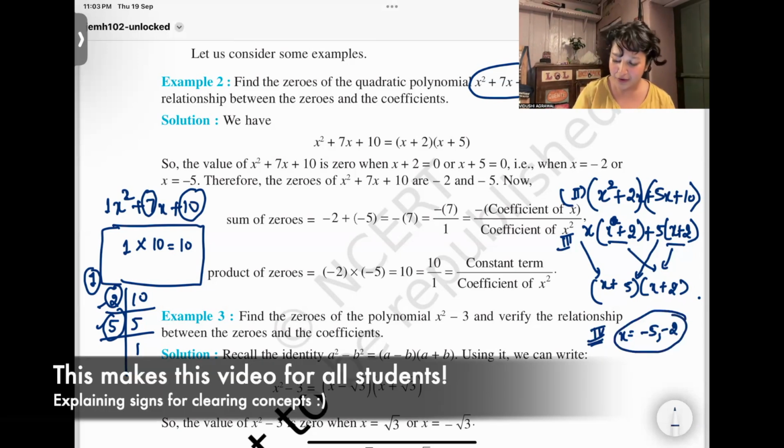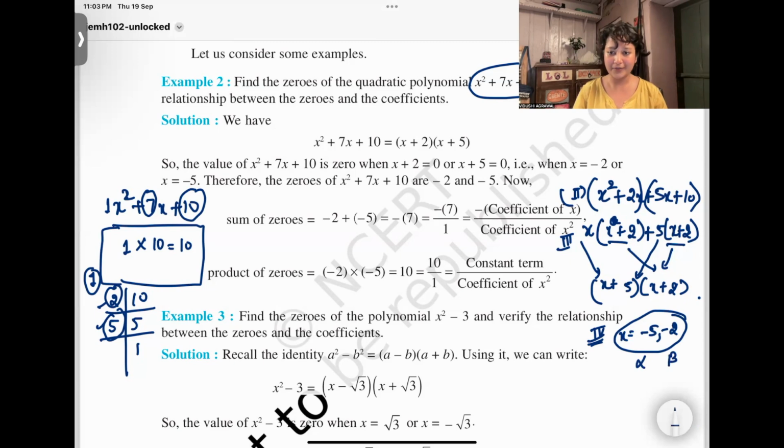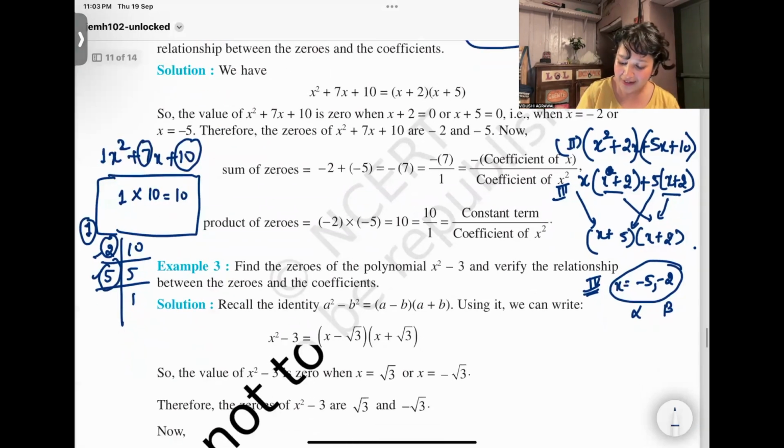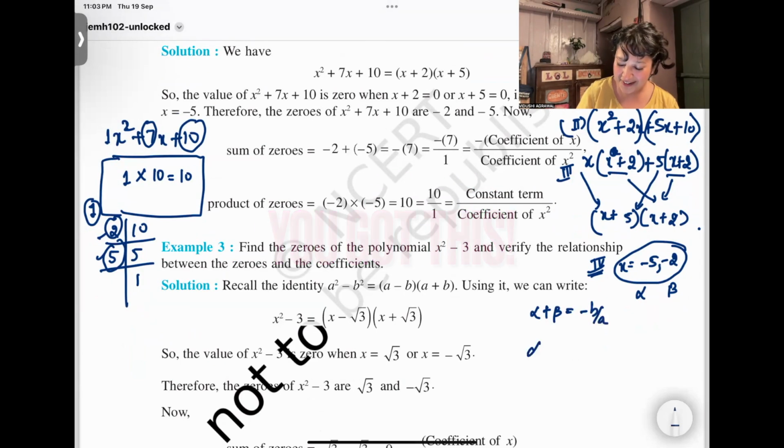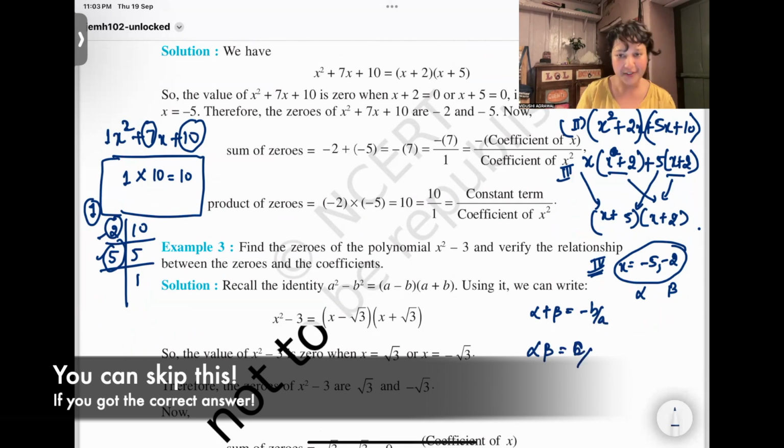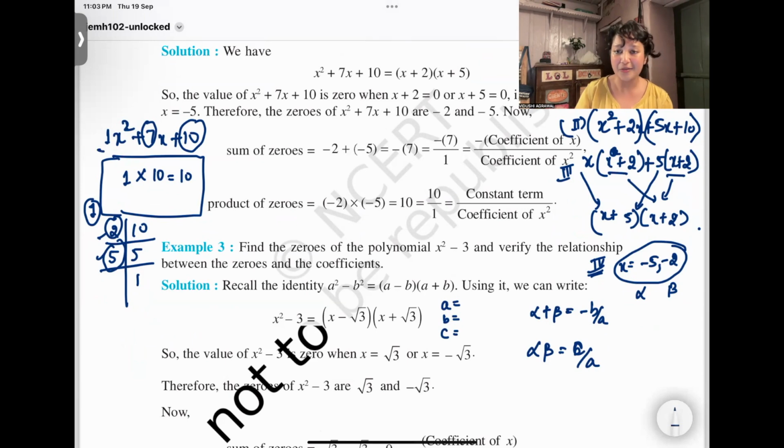Just randomly take the first as alpha and the second as beta. Now what you got to do, what is alpha plus beta as per our formula? Yeah, minus b upon a. And what is alpha beta? c upon a. Now what is a, what is b, and what is c? So I'm going to write over here a, b, and c. A is what? Coefficient of x squared. My coefficient of x squared is what? Nothing. So I'm going to write 1. B coefficient, meaning x coefficient, I'm going to write 7. And c is my constant, that is 10.